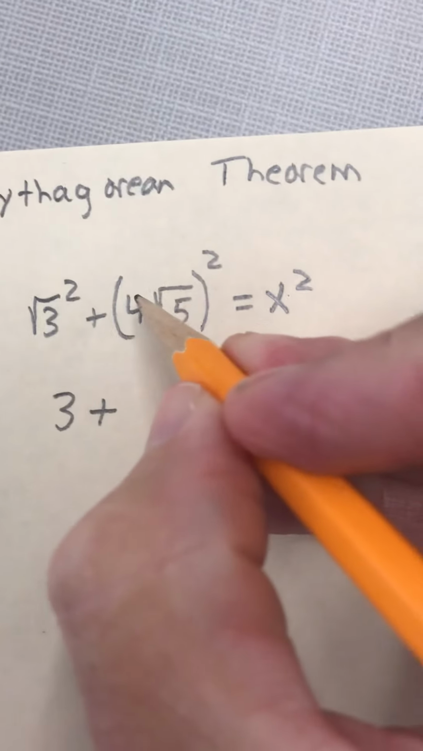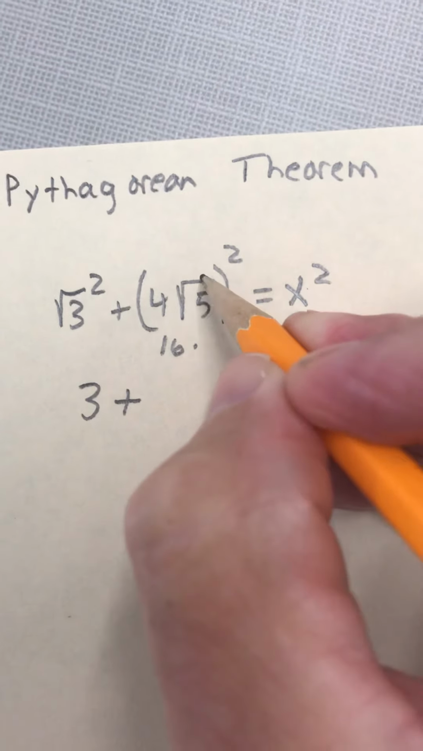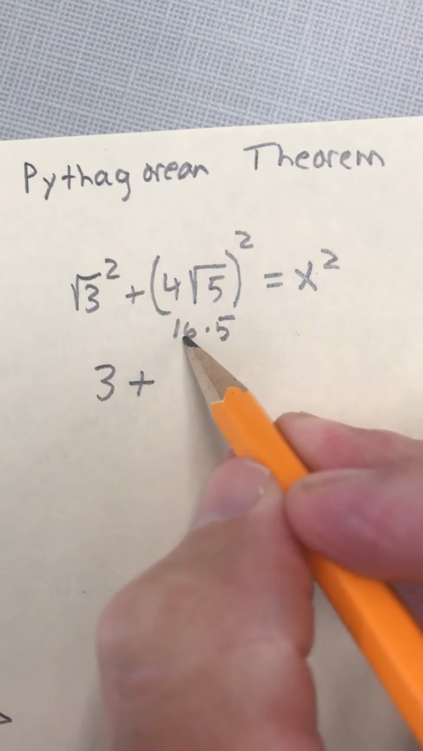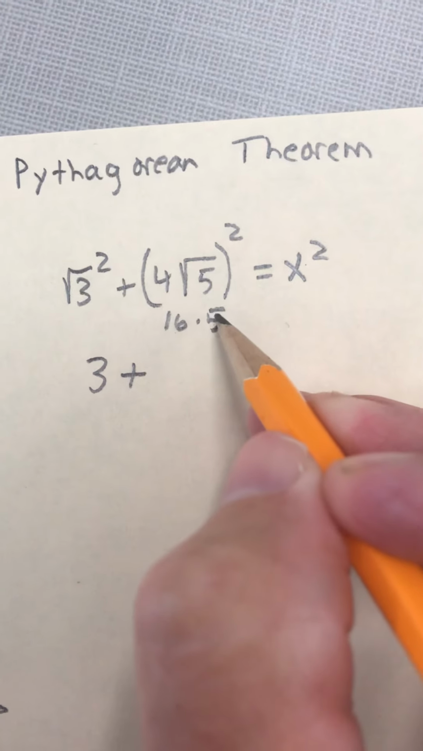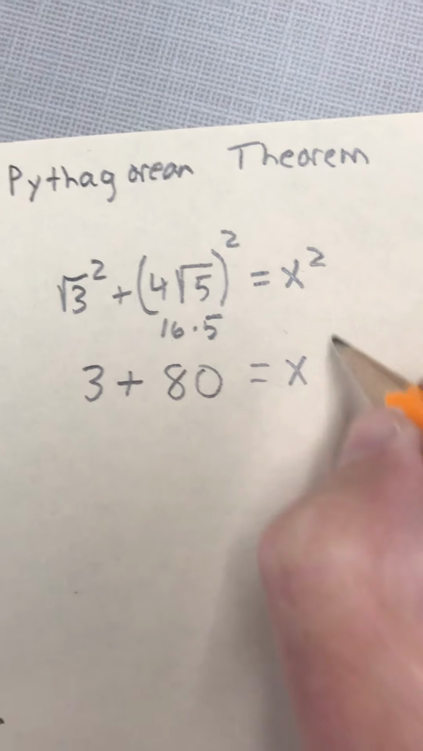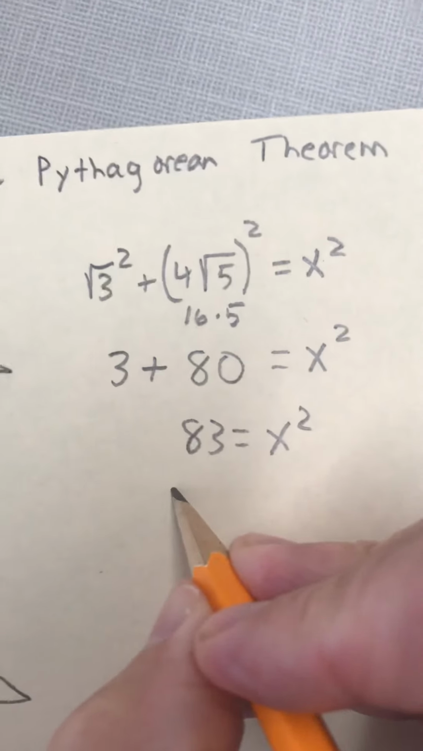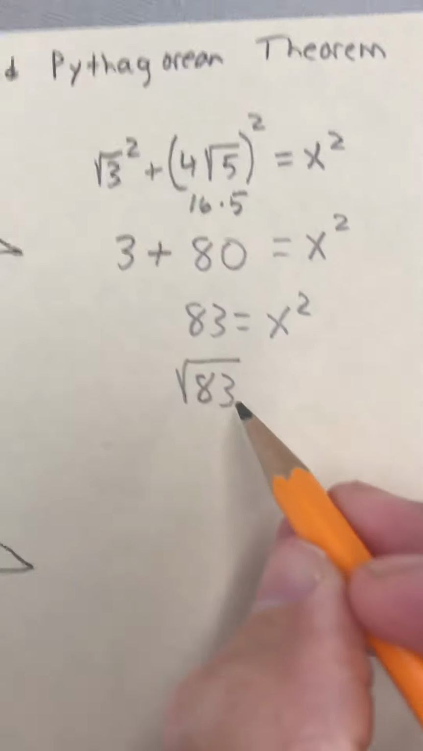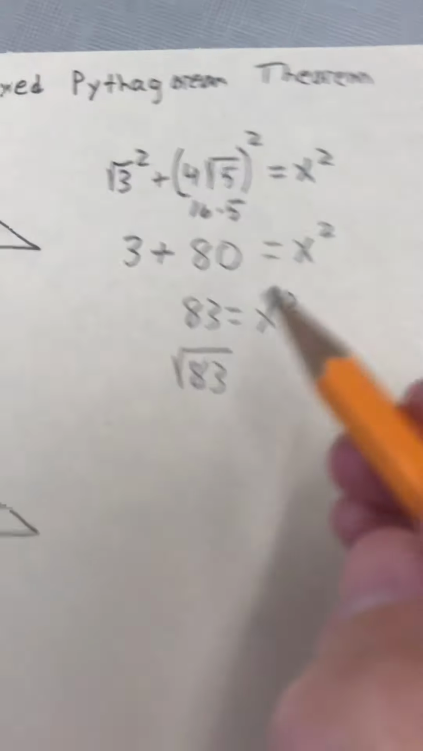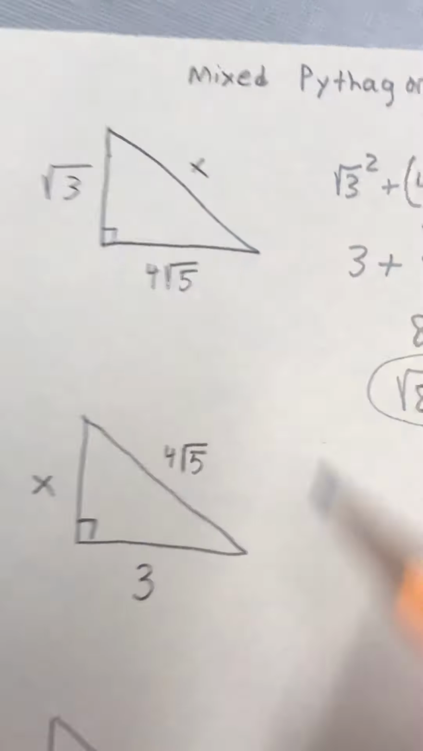This is the tricky one. 4 squared is 16. The square root and the square cancel out, leaving 5. So this breaks down into 16 times 5. Do you see that? And 16 times 5 is 80. And then 3 plus 80 is 83. And the square root of 83 can't be broken down. If you went through your list of perfect squares, no perfect squares divide evenly into that. So that's your final answer, square root of 83. Not the most fun problem.